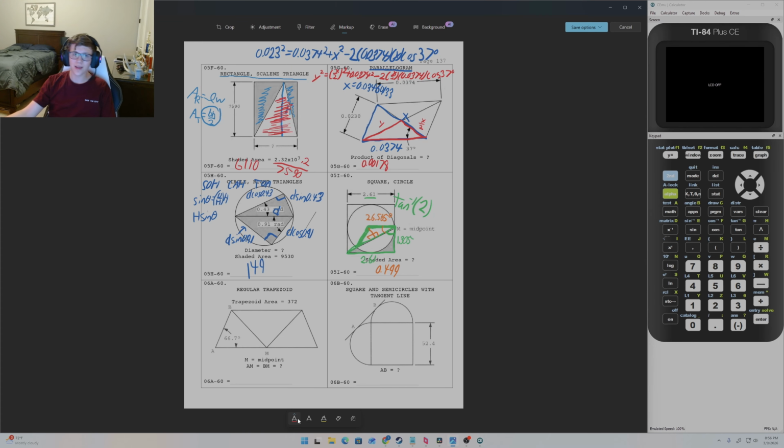Right, welcome back. We're now looking at 06A-60. So we have a regular trapezoid. It gives us the regular trapezoid area to be 372, along with an angle. Since it's a regular trapezoid, we know that the angle over here must also equal 66.7. Let me write that down.